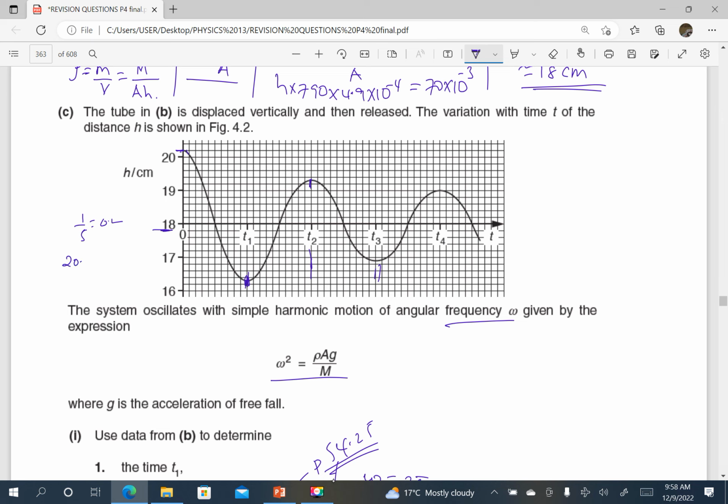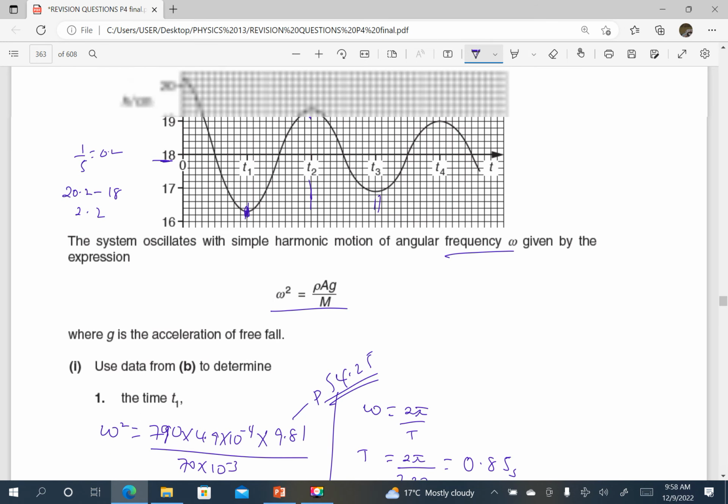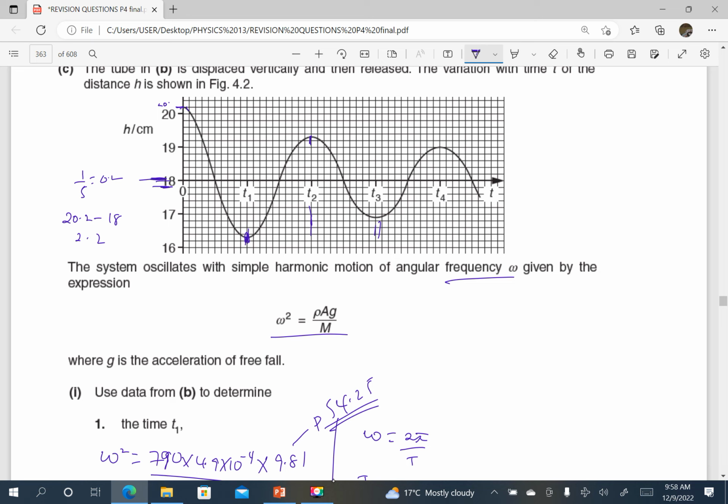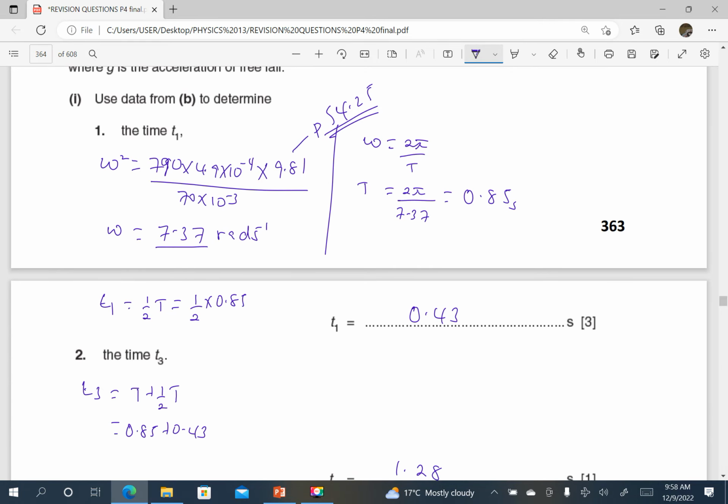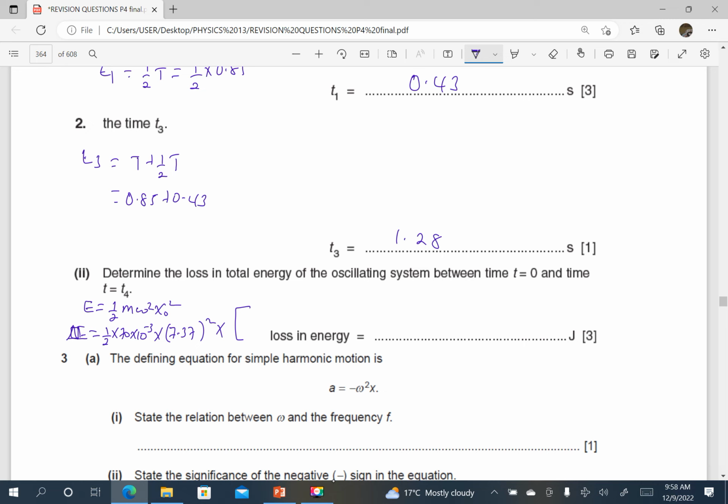So 20.2 minus 18. What do you get? 20.2 minus 18, that is 2.2. With the amplitude, this is the equilibrium position, so that's why I'm subtracting 18. Here it is 20.2 centimeters, equilibrium is at 18. So this is going to be 2.2 times 10 power negative 2, because it is in centimeters, minus the other one, at t equals t4.